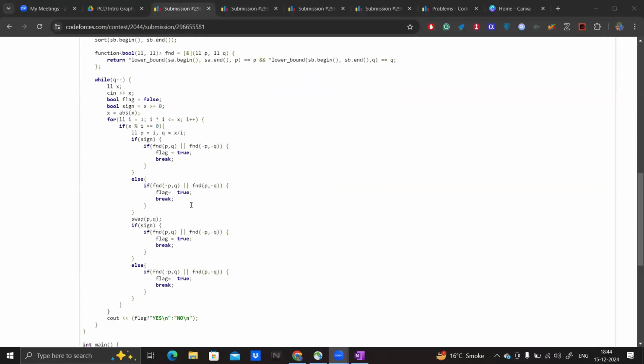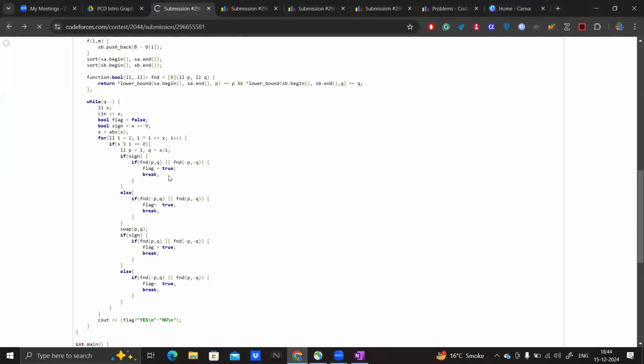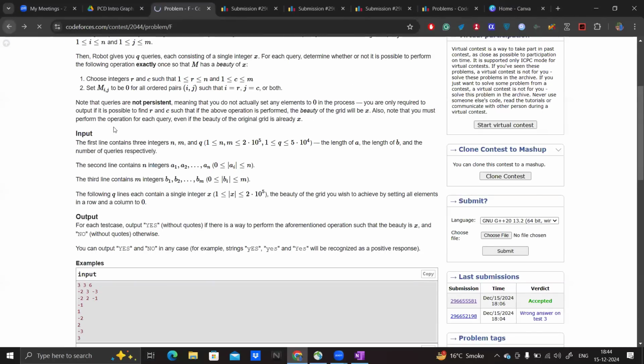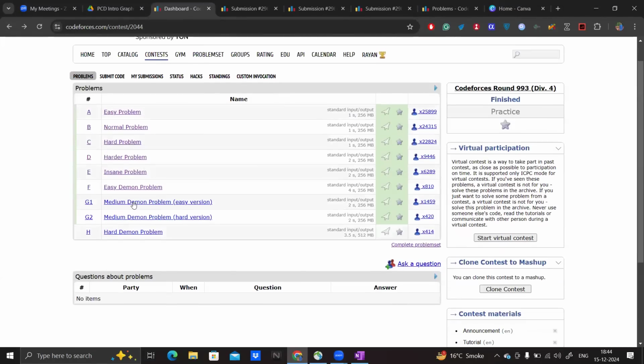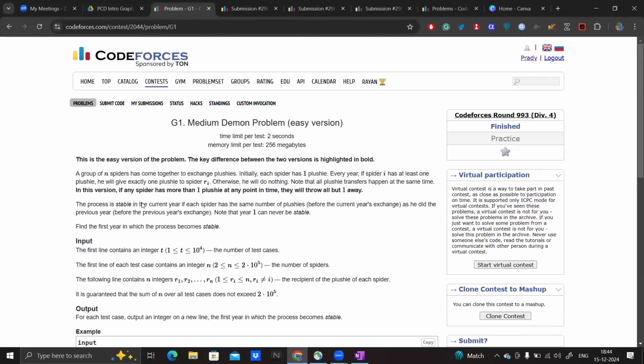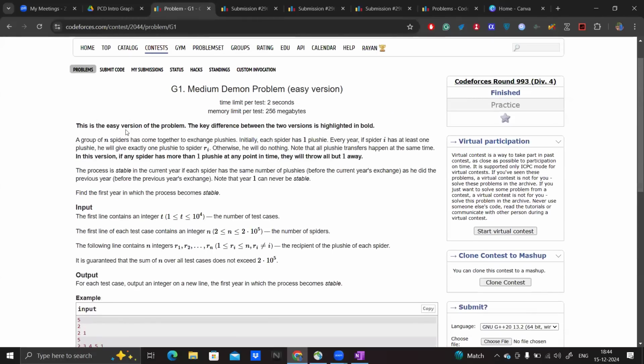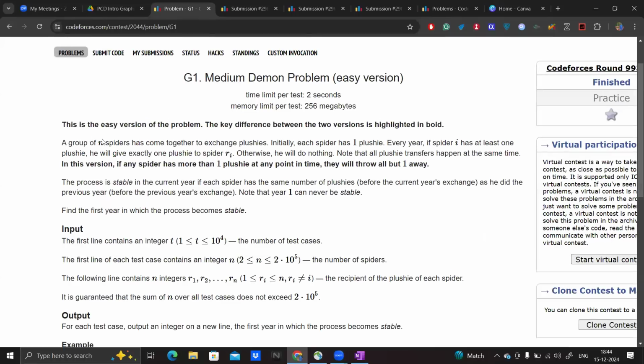All right. So let's move on to the next problem, which is G1. And it is actually a very interesting problem, in my opinion, both the easy and hard versions. Basically, the problem says that a group of n spiders has come together to exchange plushies. Initially, each spider has one plushie.